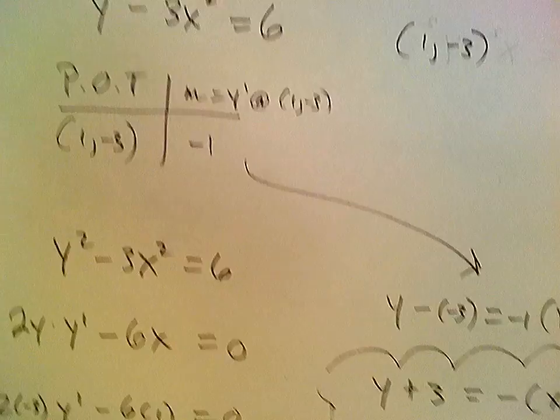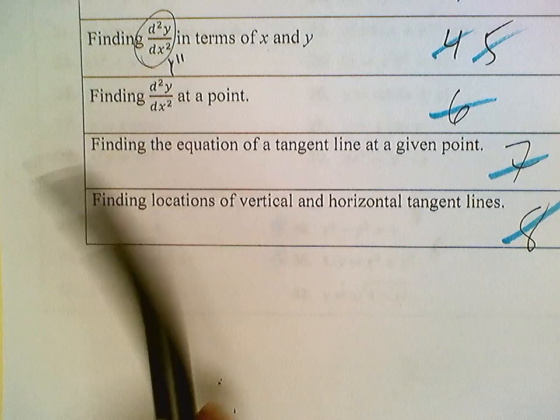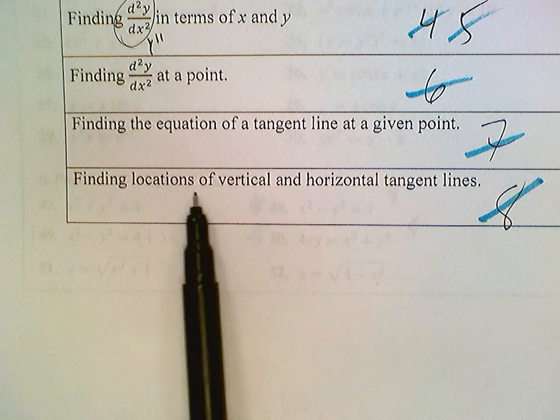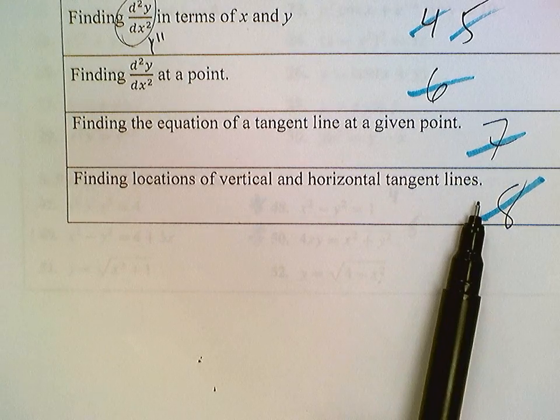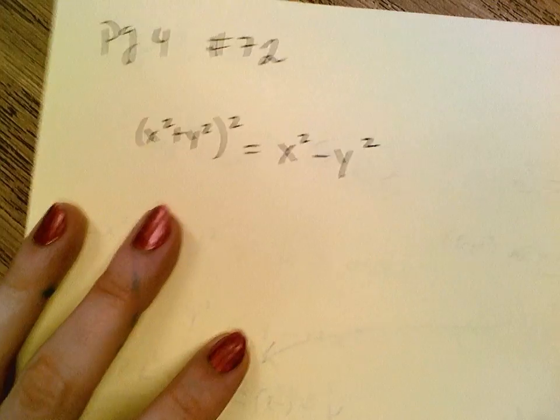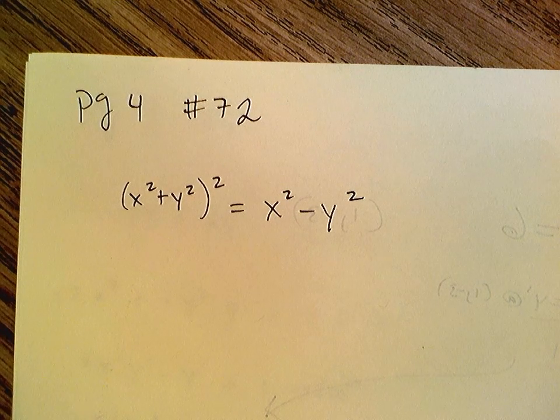Okay, so that topic was finding the equation of a tangent line at a given point. Now this is the last one: finding locations of vertical and horizontal tangent lines. You're going to see one problem with that. Okay, so let me do this. This is from page 4, and it's number 72.